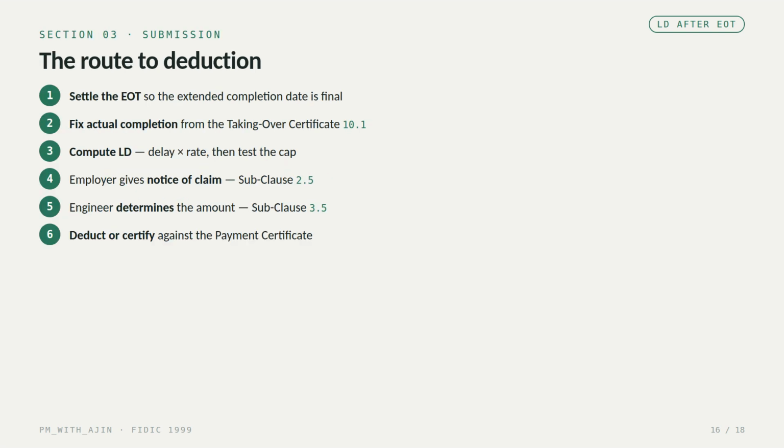Now the submission route, the order you actually do this in. 1. Settle the EOT so the extended completion date is final. 2. Fix actual completion from the taking over certificate under 10.1. 3. Compute the LD, delay times rate, then test the cap. 4. The employer gives notice of the claim under subclause 2.5 as soon as practicable. 5. The engineer determines the amount under 3.5, consulting both parties and making a fair assessment. And 6. The amount is deducted or certified against the payment certificate. Follow that sequence and the deduction is properly grounded.